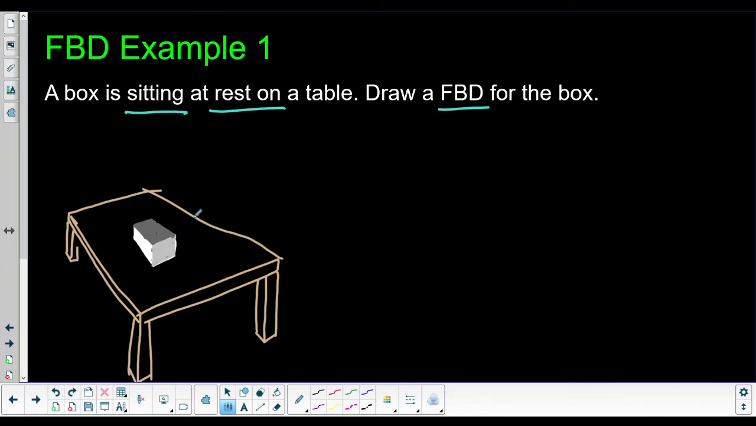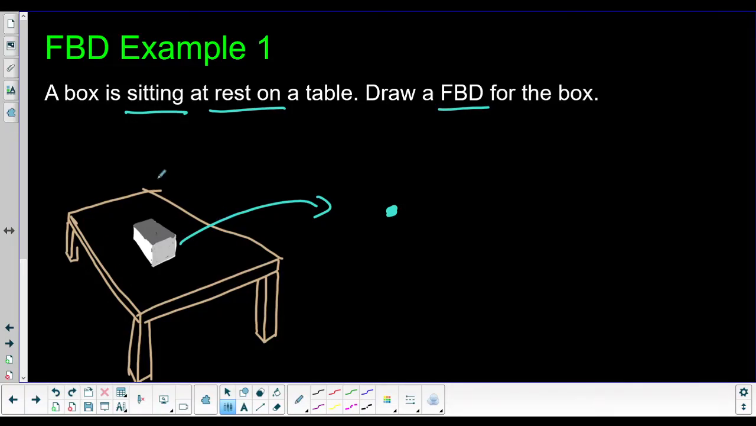Okay, so step one is take the box and turn it into a singularity or a point. There's my box. I don't really need to worry about whether it's spread out over the whole bottom, or is it just in one spot, or on each individual? Don't worry about it. It's a dot. So we turn our box into a dot. Now we need to ask ourselves what forces are acting on this box.